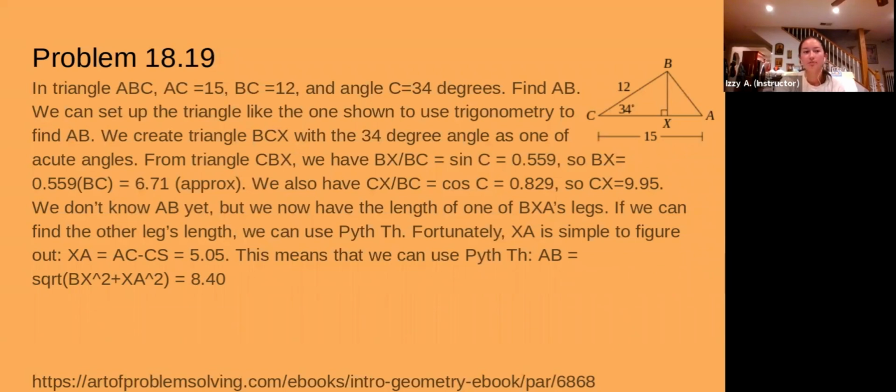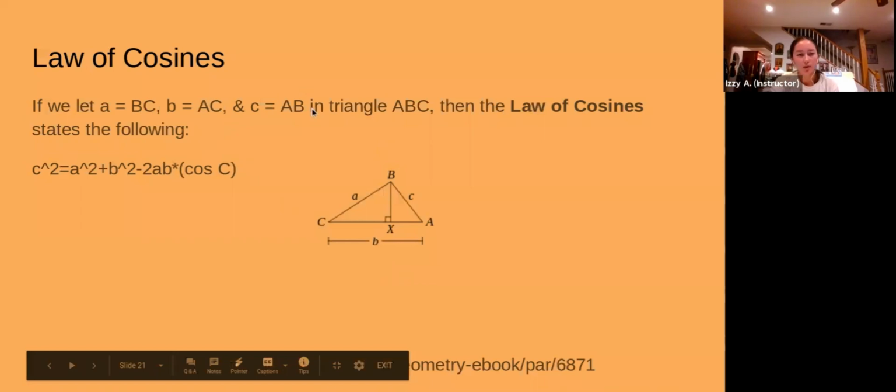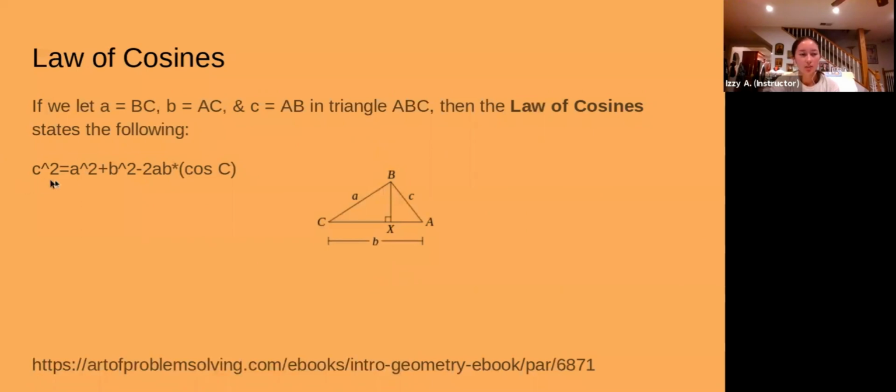Okay. So next we have the law of cosines. The law of cosines states that if we let A equal BC, B equal AC, and C equal AB in triangle ABC, then C squared is equal to A squared plus B squared minus 2AB times cosine of C. This might seem like a lot, but it's just a formula where you plug in the values that you know and then you solve for the one value that you don't know. So it literally is just plugging in and then solving for the one value that you don't know.